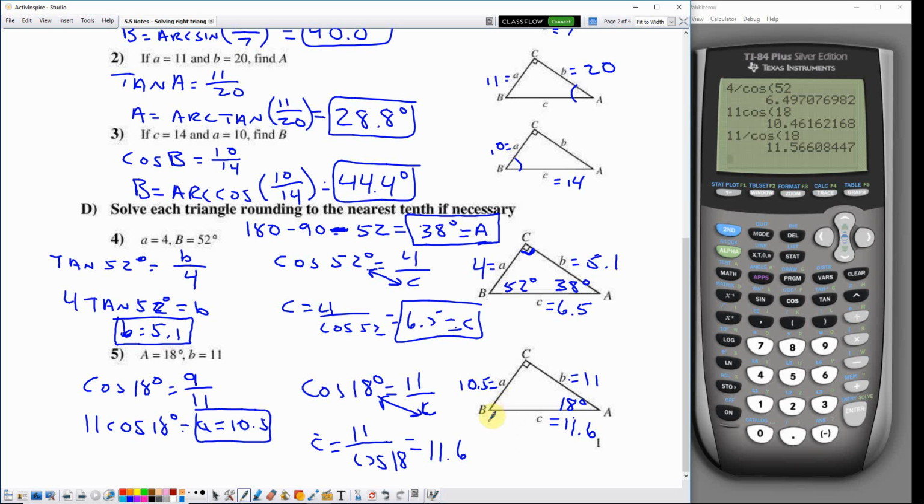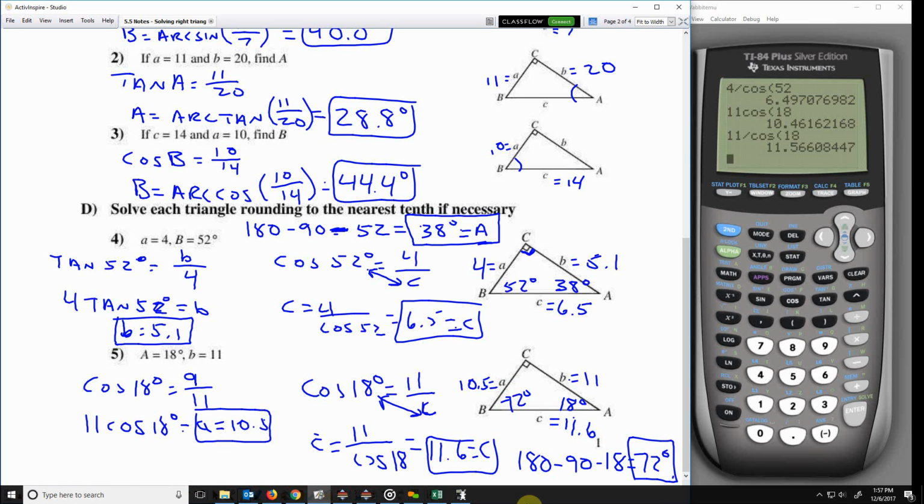Okay, the only thing left is angle B. So 180 minus 90 minus 18. And 180 minus 90 minus 18 is 72 degrees, and that is angle B. I now have all three sides and all three angle measures on that triangle.